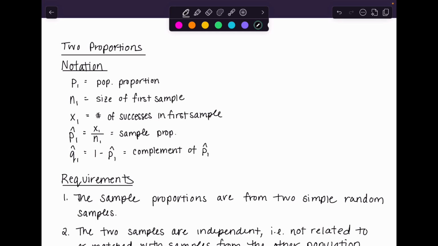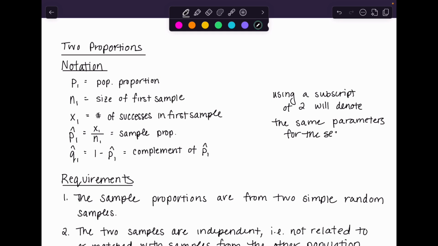Okay. And then if we use a subscript of 2, that will denote the second population. All of the notation is still exactly the same as when we were working with one proportion. We're just adding this subscript to indicate whether it's the first or second population.